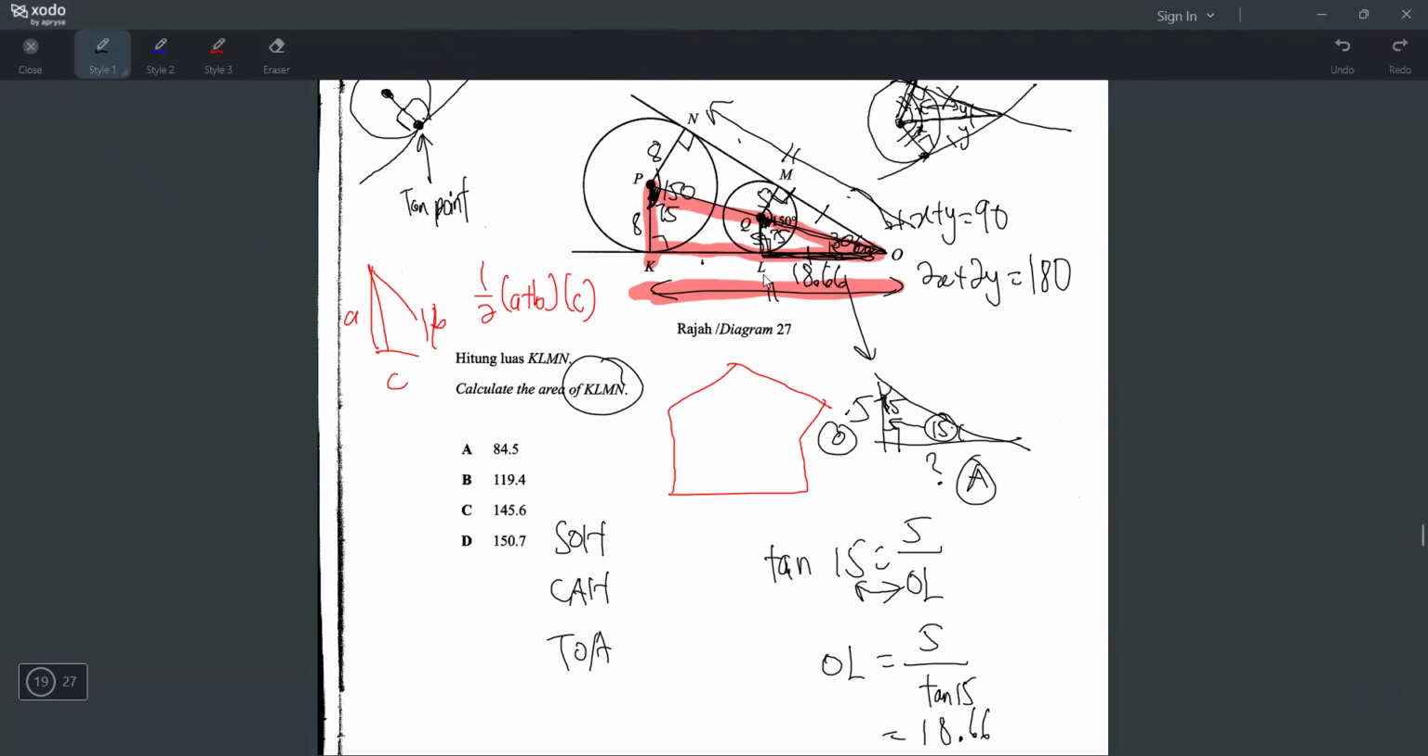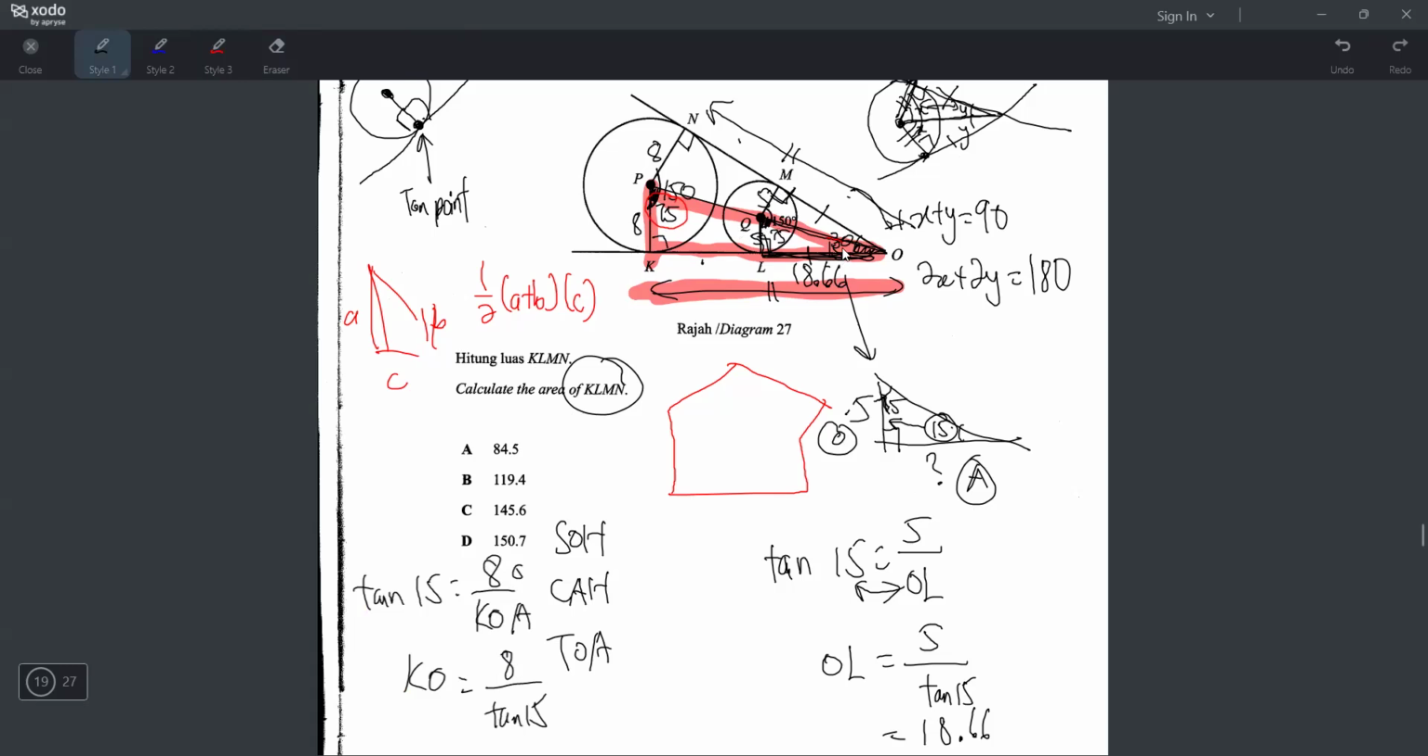All right. So how to find the whole panjang? Okay. If you look at this, this is 75, right? And then this one is 15, right? But if we are using the big triangle, I think I can use tangent 15 again, right? But this time, my opposite and adjacent will be what? My opposite will be 8 because I'm using the big triangle. And then my adjacent will be OK ataupun KO. So now you can find your KO. Same method like just now. Just take 8 divide tangent 15.